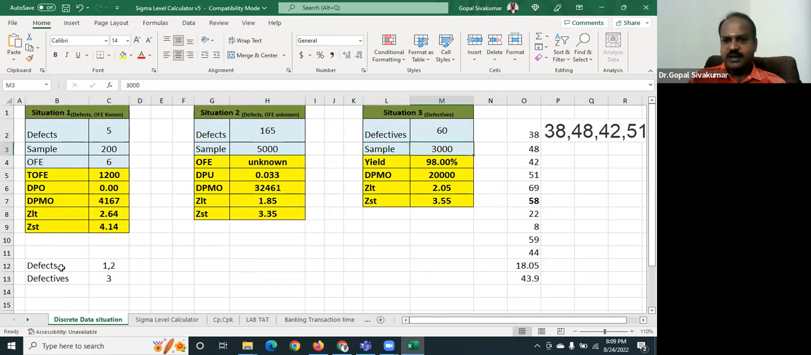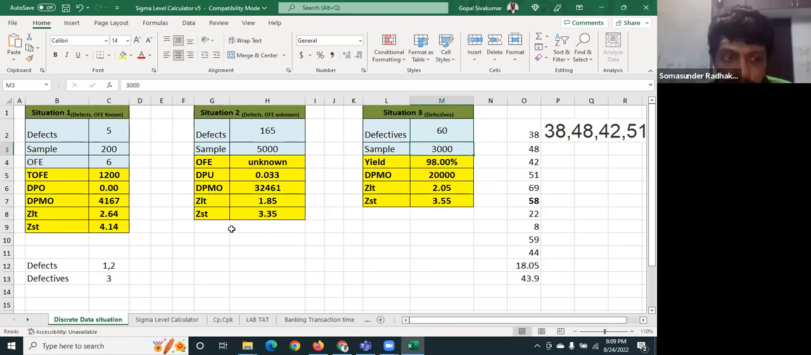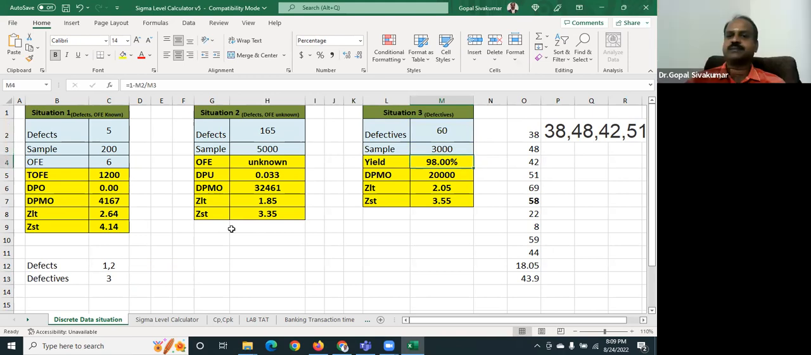See here, there are 3000 samples you are studying, and you have noticed 60 defectives. Now can you read the result? Yield is how much? 98%. DPMO? DPMO 20,000. And ZLT? ZLT 2.05. ZST? ZST 3.55. Can you notice a difference of 1.5?